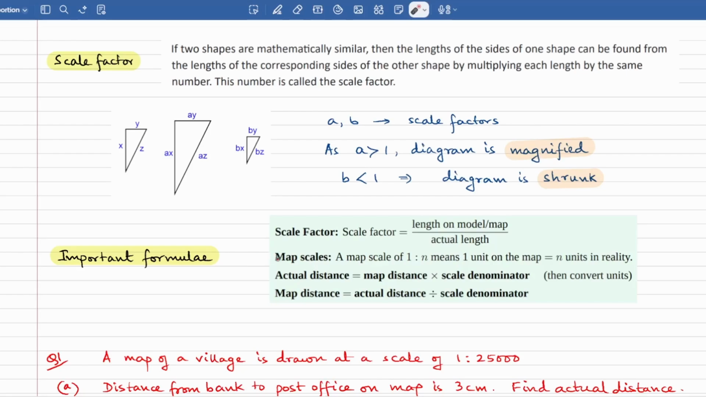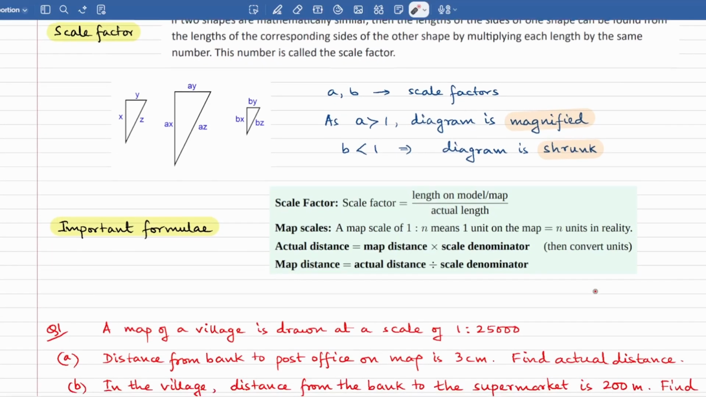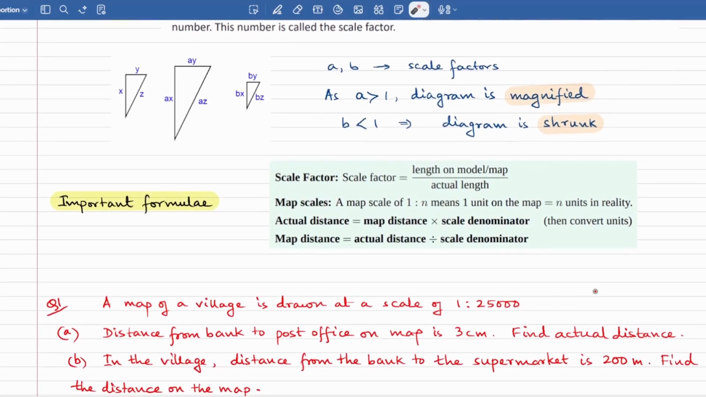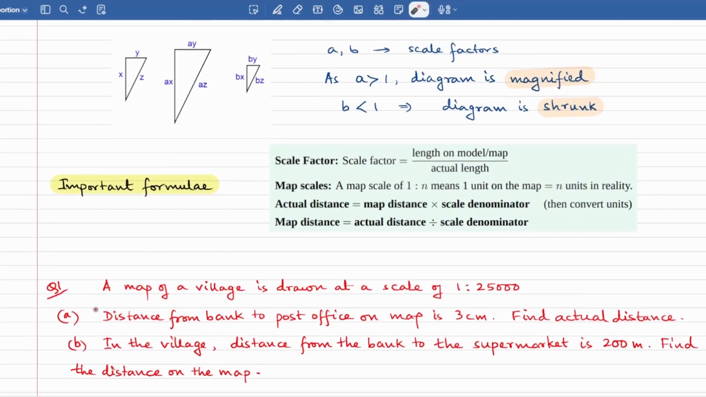All right, so remember these formulae. A scale factor is given by the length on the model or the map divided by the actual length. You can change the subject of the formulae depending on the question. There are 3 things here. 2 will be given to you and you will have to find out the third one. Actual distance is equal to map distance into scale denominator, which is basically the denominator in the scale. Make sure that you are converting units after you apply the scale factor. Whenever a scale factor is mentioned, the units are never given to you. That means you can use any units as long as it is realistic.